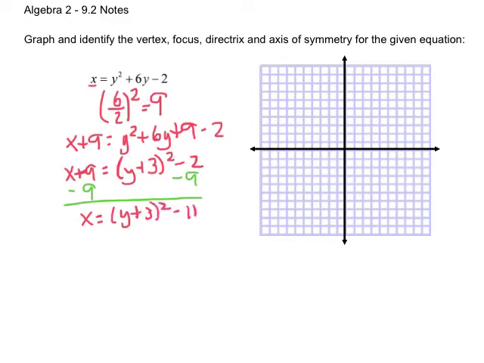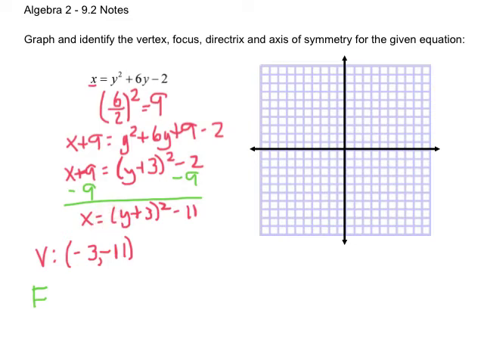I can now do everything that I did on the previous problem, and I'm ready to go. So what's my vertex on this problem? My vertex is the point -3, -11. What's my focus? Well, I've got to figure out what that point is. And so notice that the number in front of my parentheses here is 1.